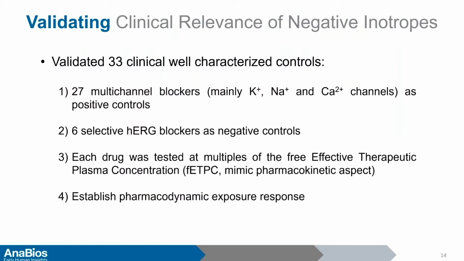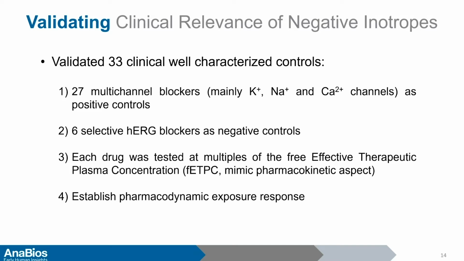First, we wanted to confirm the ability of adult human primary cardiomyocytes to predict negative inotropes. To do this, we tested 33 clinically well-characterized controls. 27 of them are multi-channel blockers. They mainly block potassium, sodium, and calcium channels, and we used them as positive controls in this study. For negative controls, we used 6 selective hERG blockers.